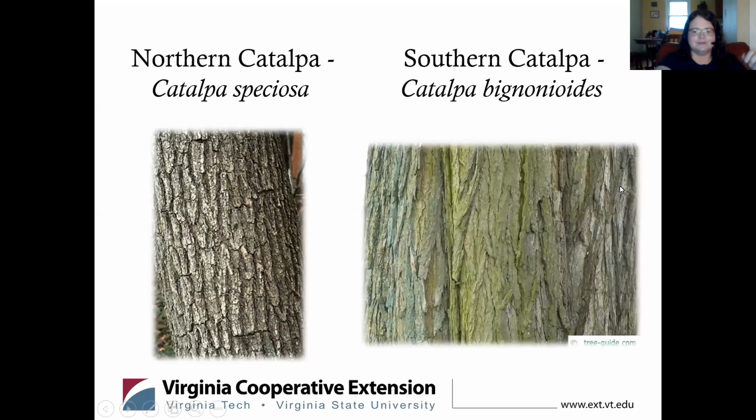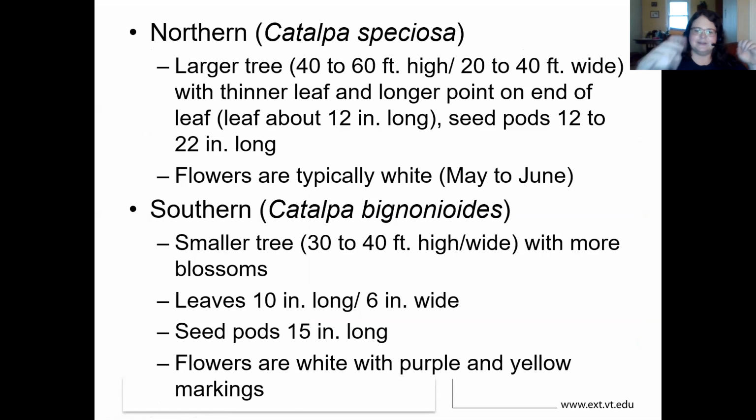But leaves, oh no, I got a sneak peek. Leaves are 10 inches long and about 6 inches wide. Seed pods are 15 inches, or about half that of the northern. And the flowers are white with purple and yellow markings or splotches. It's pretty interesting to see.